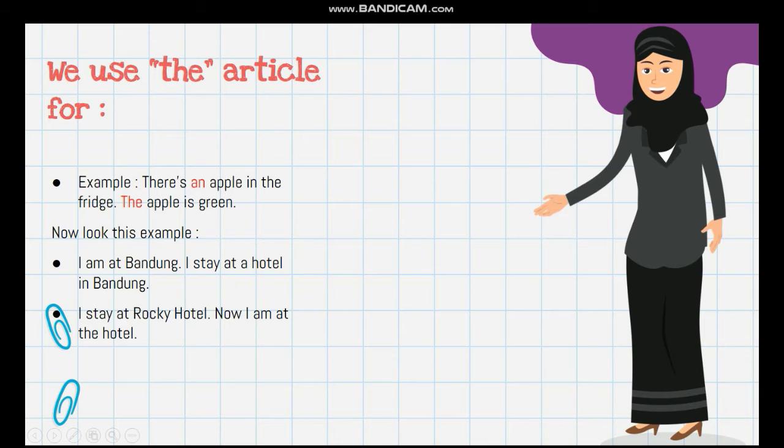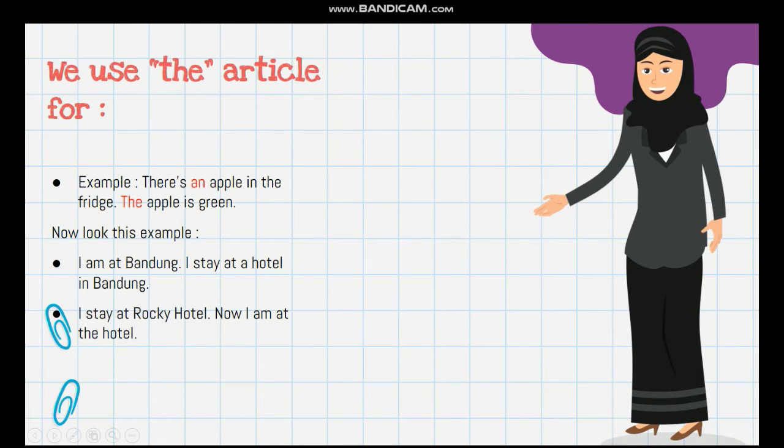Is my explanation of the difference clear enough? You don't understand yet? Okay, now take a look at this one. This example and this example. I am at Bandung. I stay at a hotel in Bandung. And the second: I stay at Rocky Hotel. Now I am at the hotel. In the first sentence, I'm using "a hotel". And in the second sentence, I'm using "the hotel". Why am I using "a" and why am I using "the hotel"?